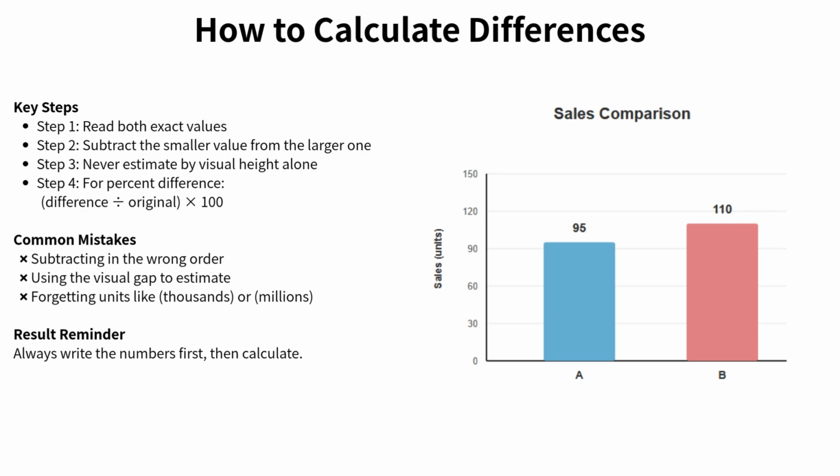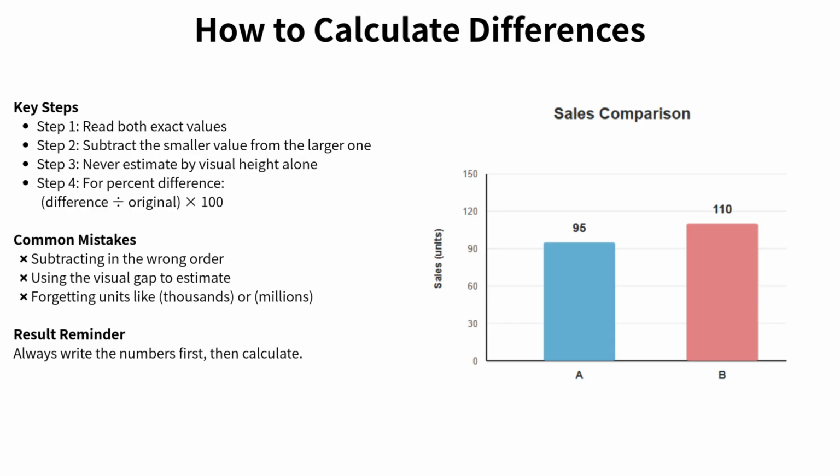Second, subtract the smaller value from the larger one. 110 minus 95. That gives us 15. 15 isn't dramatic, it's precise. Now, if we want percent difference, we divide that difference by the original value. So, 15 divided by 95, then multiply by 100. That shows us the real scale of the change.